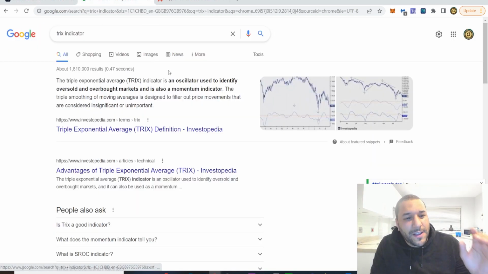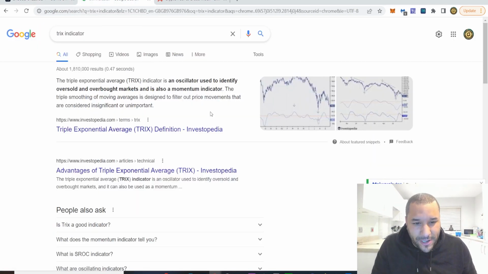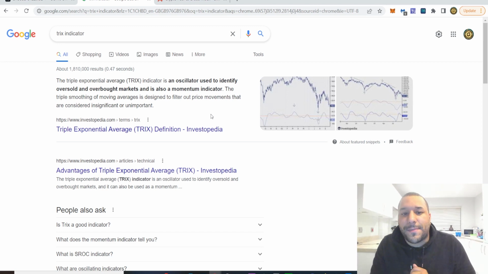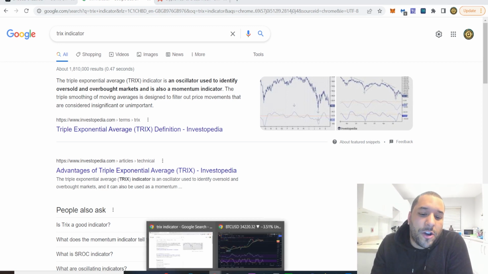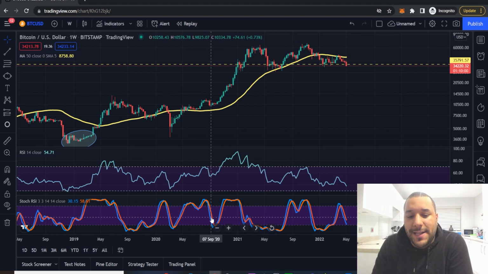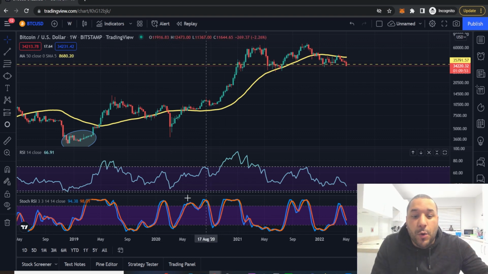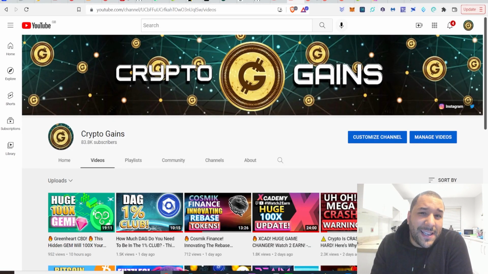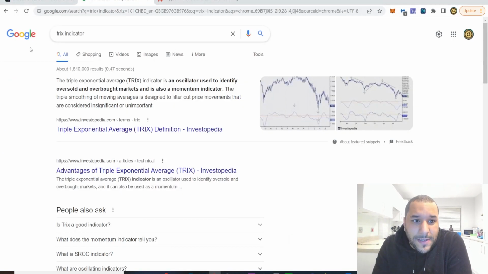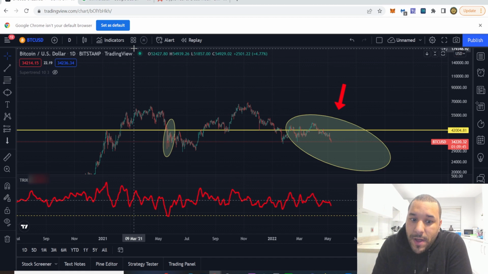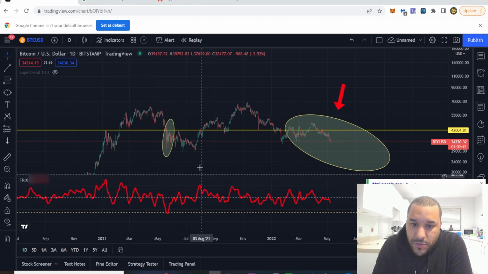The Trix triple exponential average indicator is an oscillator used to identify oversold and overbought markets, and it also is a momentum indicator. So pretty much like your RSI and your stochastic RSI. Now I show these all the time when I do technical analysis. So it's basically using both of these all in one. And you know what? After I've seen this indicator, I'm thinking I'm just going to seriously roll with it because it's a seriously powerful indicator. Let's take a look at what I'm talking about here.